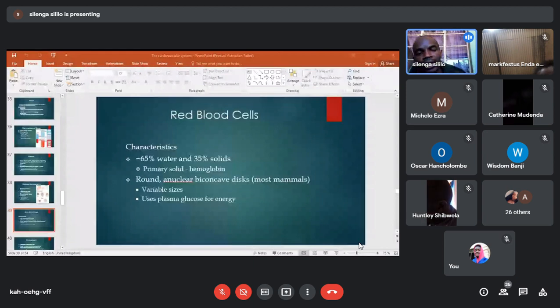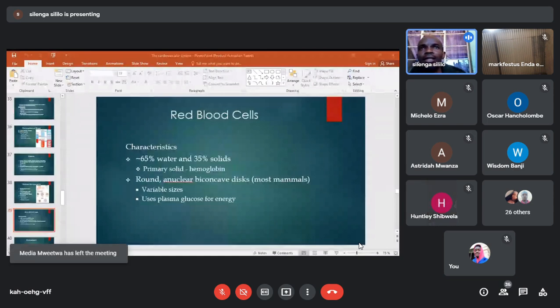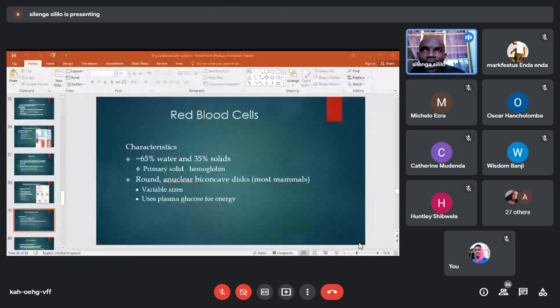Now, we are saying these red blood cells are variable in size, depending on the species, depending on the animal. And interestingly, these cells have lost the nucleus. They also do not have mitochondria. But these red blood cells, the way they are, require energy, and they require glucose as their source of energy.